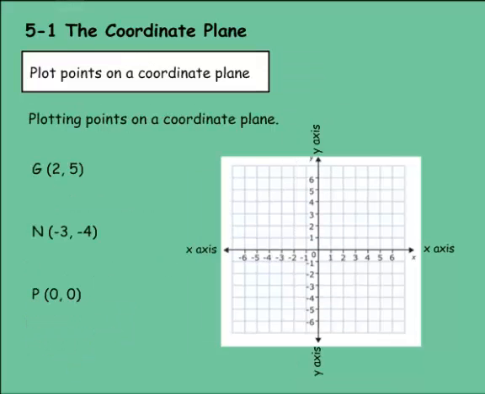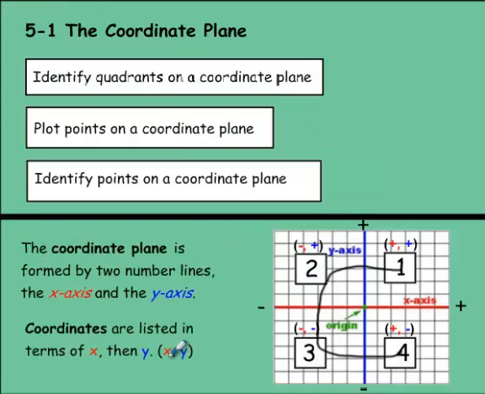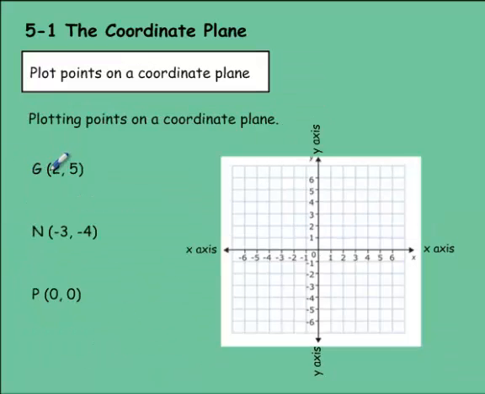Now we need to plot points on the coordinate plane. Remember, the coordinate points are listed in terms of x and then y. So the first number here is going to be the x number line. So 2 on the x number line and 5 on the y number line. So 2, 5. That would be point G. We'll label that.